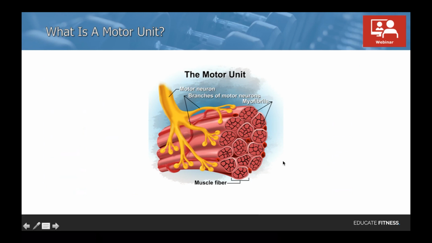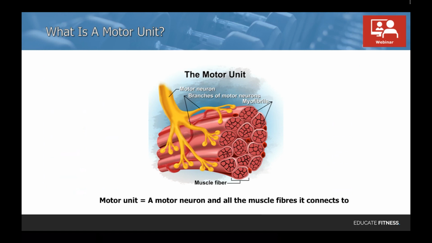Okay, so what is a motor unit? The simplest way to describe a motor unit is a motor neuron. Think of it as a motor nerve, and all of the muscle fibers it connects to. You're going to see different words. A motor unit is a motor neuron and all the muscle fibers it innervates, so basically activates. So it's one nerve and all the muscle fibers it activates. That is a motor unit. I'll give a few examples when we get to adaptations.